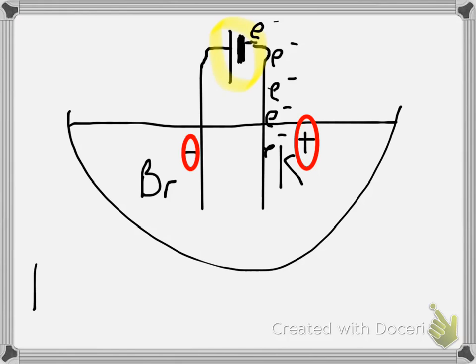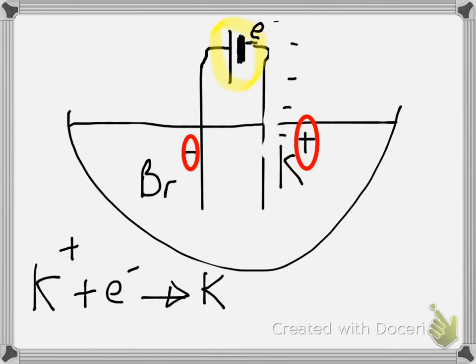What's going to happen is the K+, which is of course attracted to negative charge, is going to pick up one of these electrons. The charge is going to be cancelled out, and we're going to form K. These electrons are therefore removed as the K+ picks them up. So the electrons here are going to be removed as they're picked up by the potassium.